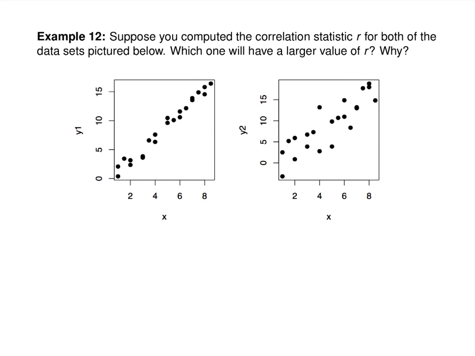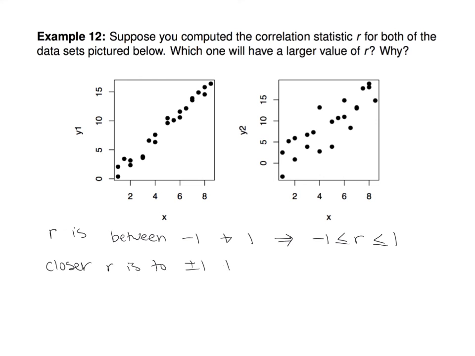Alrighty, suppose you computed the correlation statistic R for both of the data sets pictured below. Which one is going to have a larger value of R? Why? So remember that R is between -1 and 1. The mathematical way of saying that is -1 ≤ R ≤ 1. And the closer R is to ±1, the closer the points fall to the regression line.